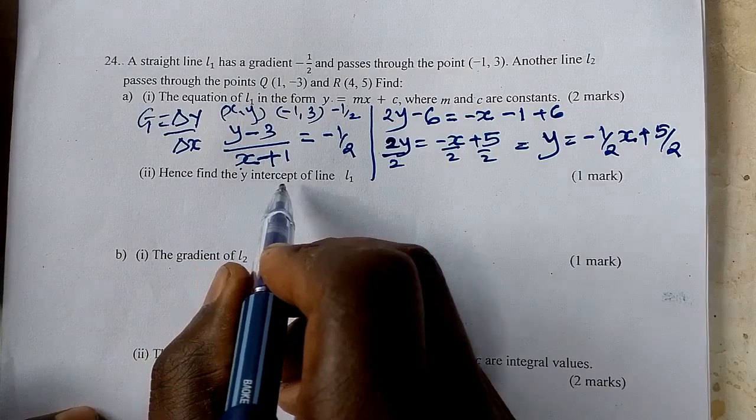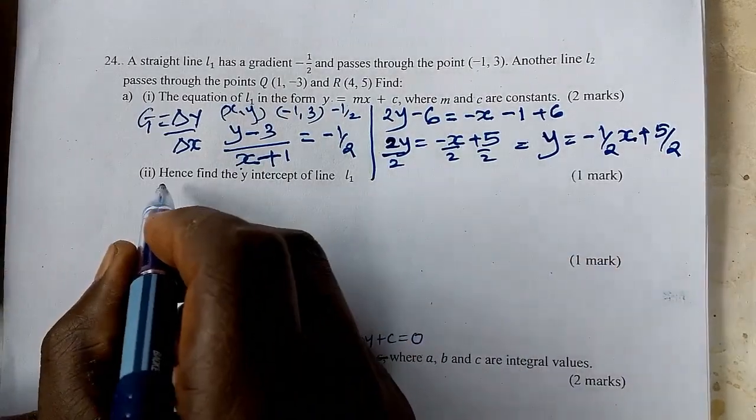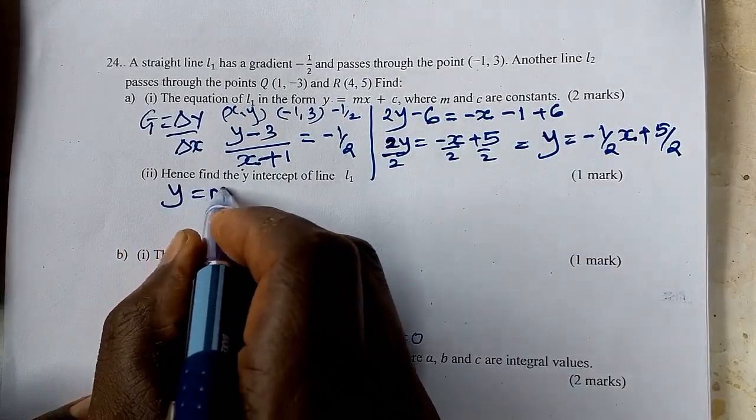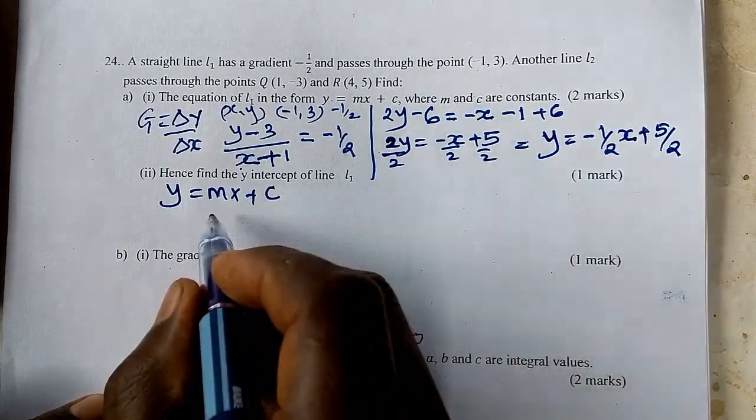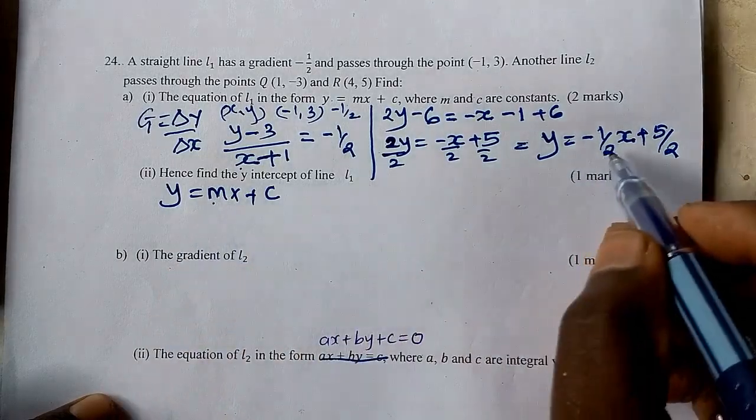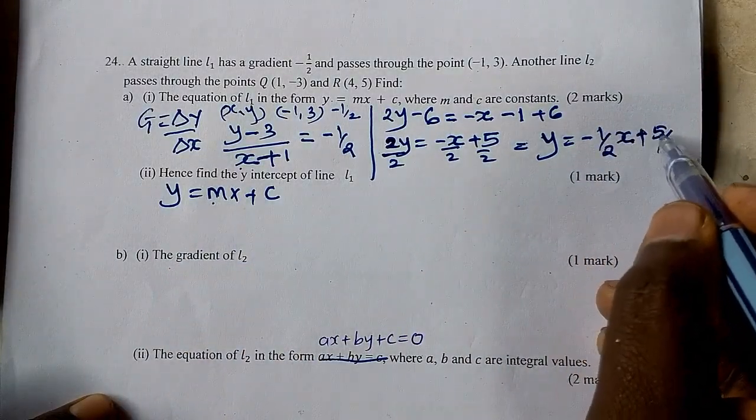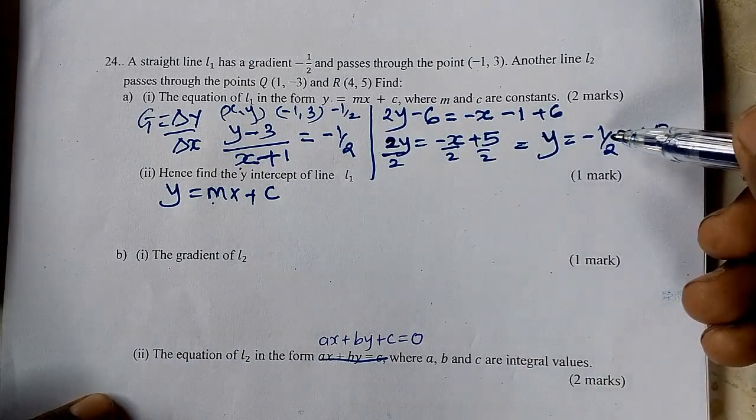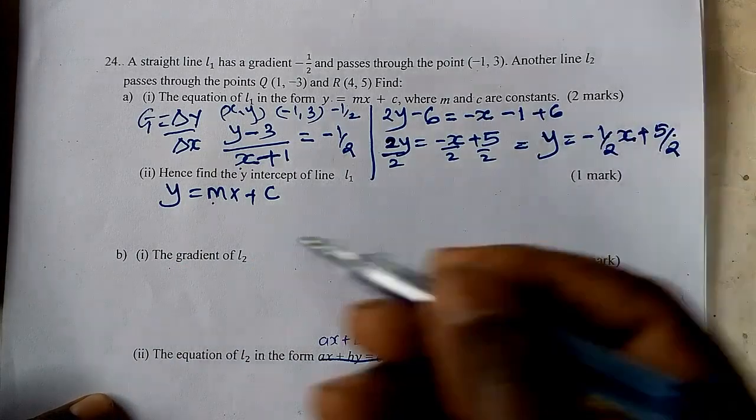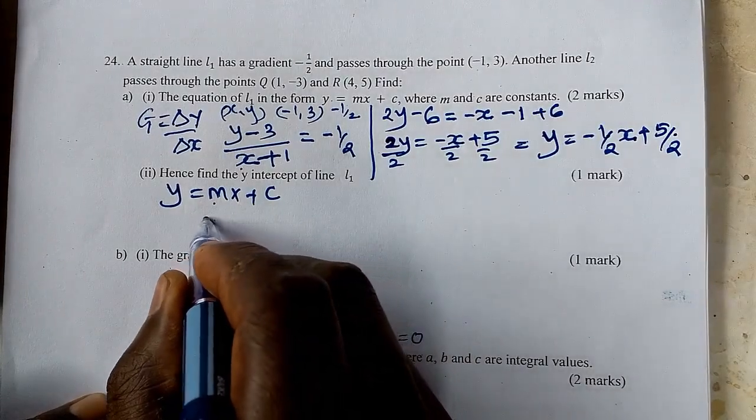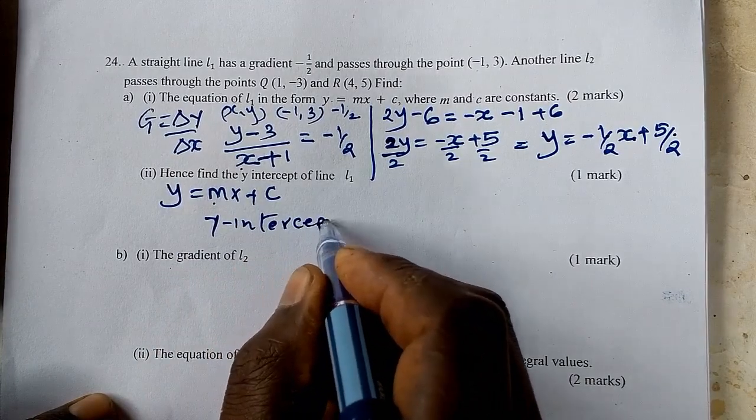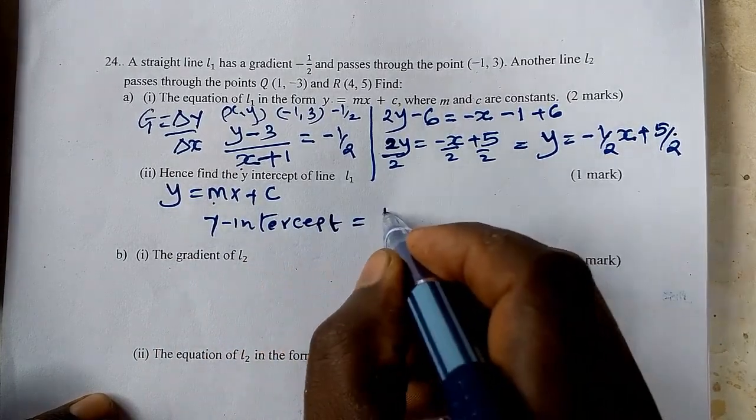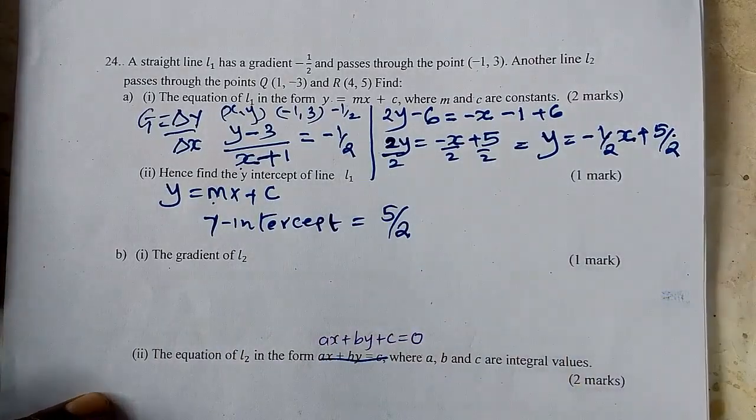Hence, find the y-intercept of this. Whenever you write y equal to mx plus c, c is the y-intercept, m is the gradient. So for us to get the y-intercept in this equation, this is the gradient, this is c. So the y-intercept is equal to 5 over 2.